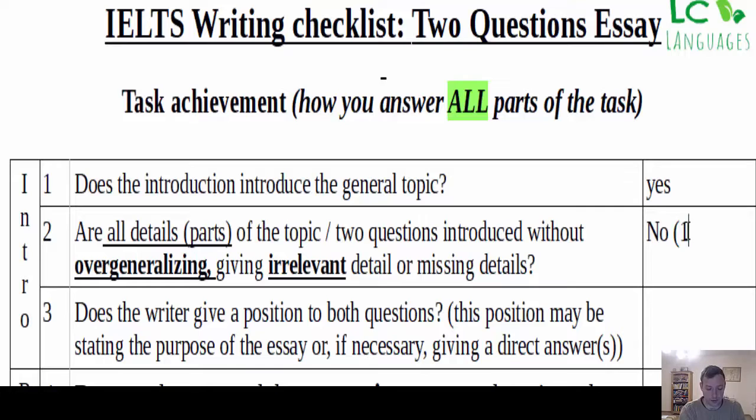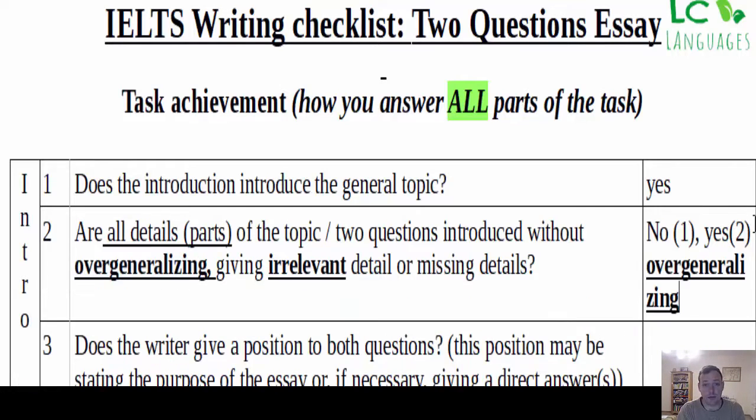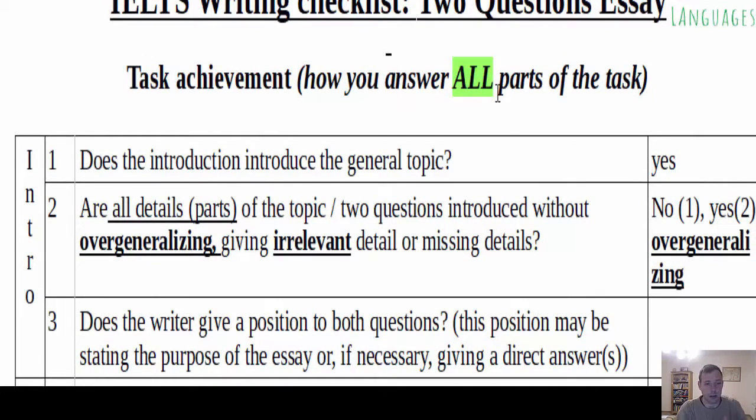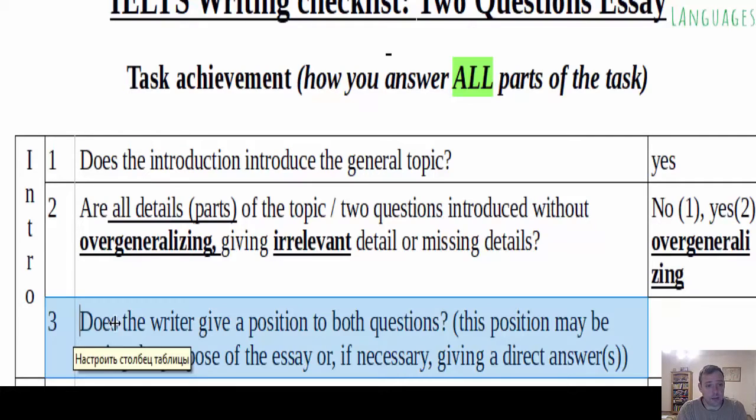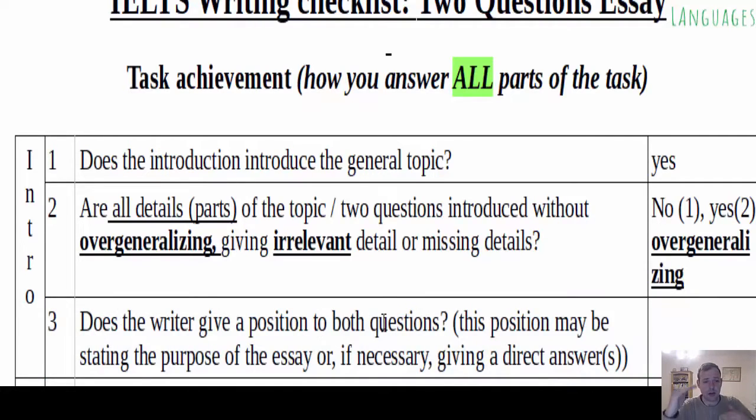So no for the first question, and then yes for the second question. Okay, you could see there the problem they have is that they're overgeneralizing. Okay, not to a big extent, you know, waste is a problem instead of more and more waste, but it is overgeneralizing a little bit. Okay, does the writer give a position to both questions?